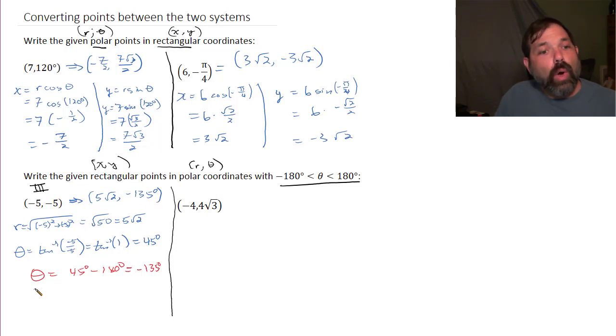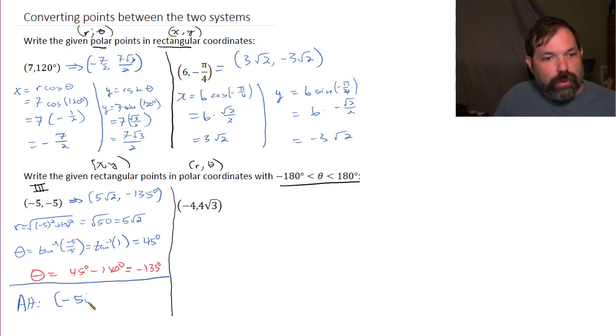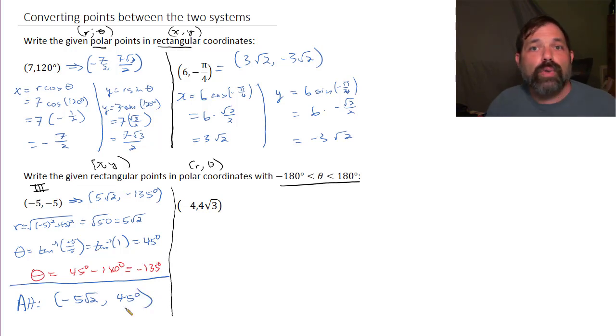Now, I could have used the 45 degrees. If I use the 45 degrees, now I'm pointing at quadrant 1, but if I need to get to quadrant 3, I step backwards. So an alternative here is I can use negative 5 root 2 and the 45 degrees. Either is correct. They both get me to the same point. All right, why don't you try this other exercise on your own?